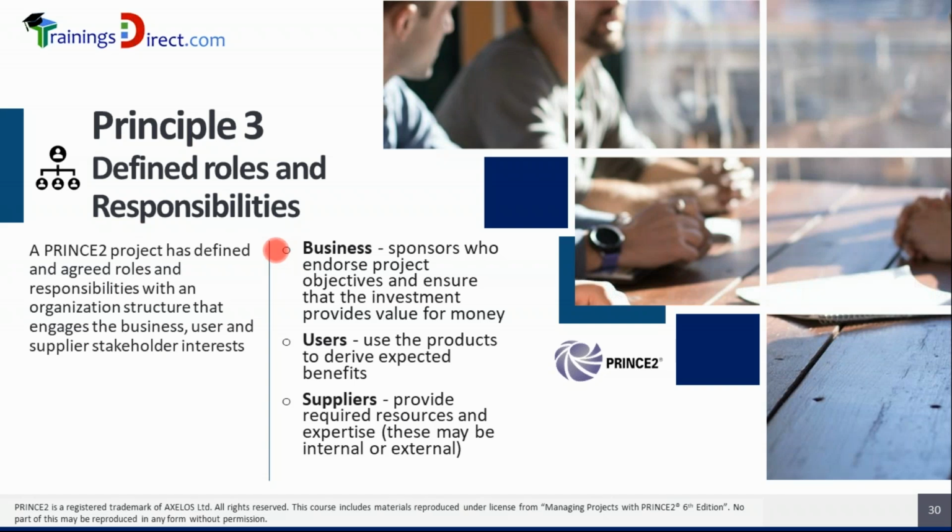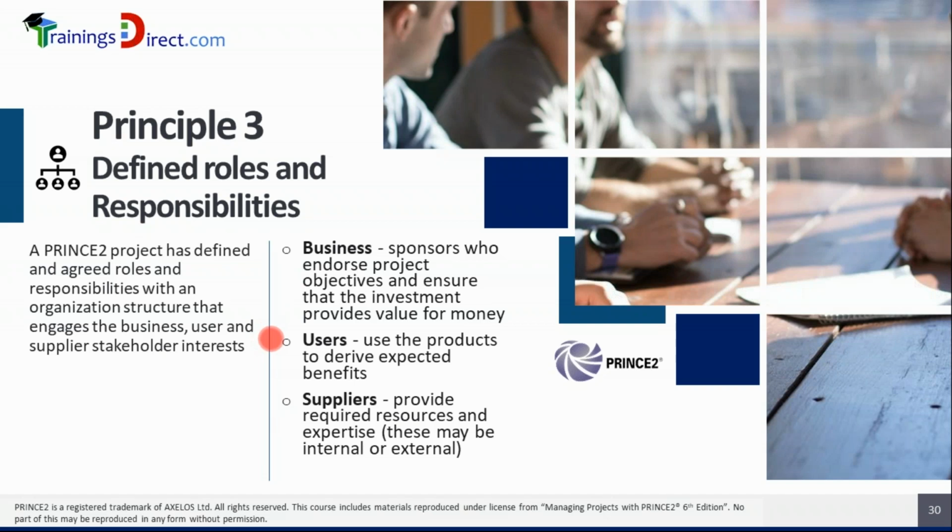First one is business interest. This is about the sponsors who endorse project objectives and ensure that the investment provides value for money. They are the stakeholders who invest money and who clarify the objectives of the project and authorize that these objectives have to be met through the project planning and execution and control.